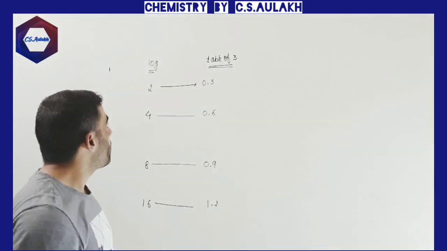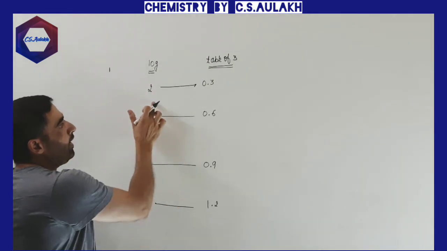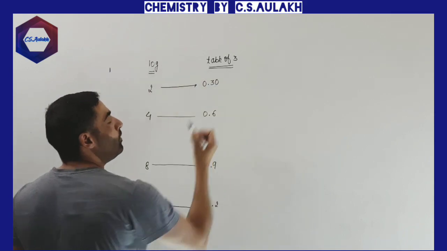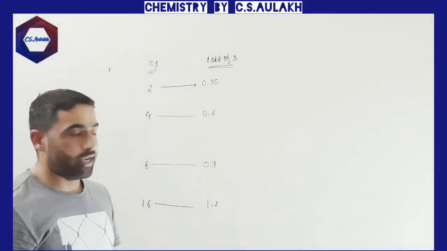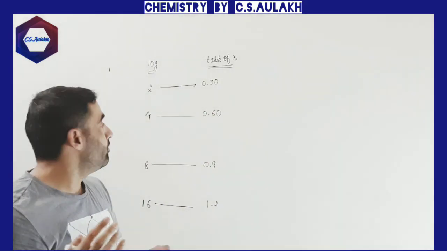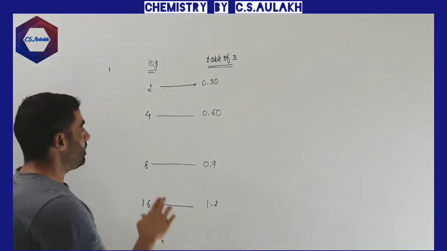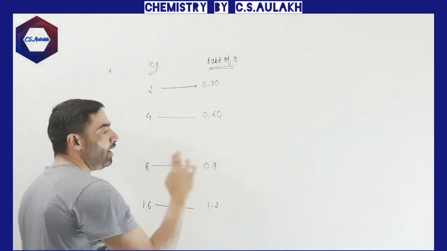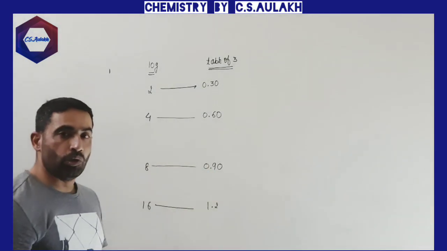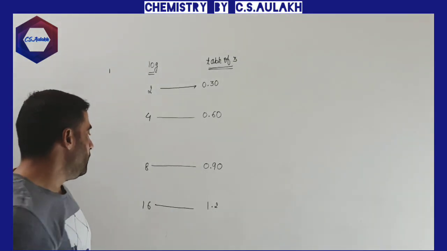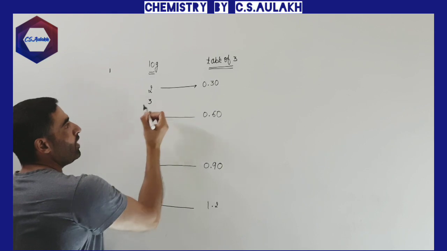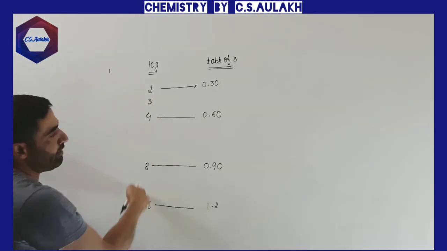So this is how the value of log 2 comes out 0.30, while the value of log 4 will be 0.6. Similarly, the value of log 8 will be 0.90, and the value of log 16 will come out 1.2. In the same way, you can calculate the log of other digits in between these.